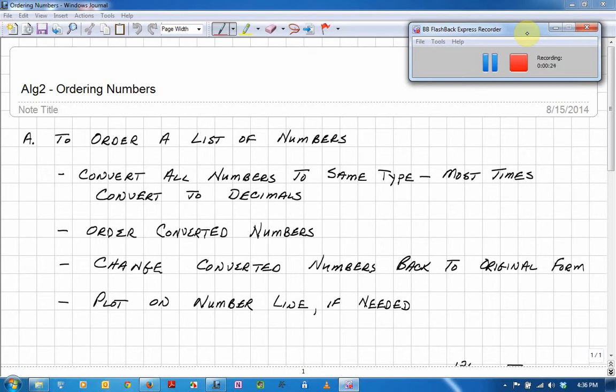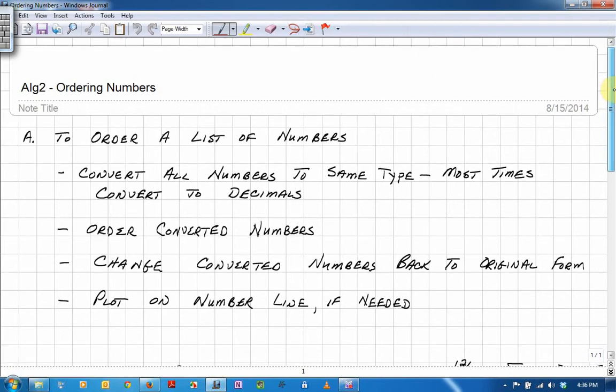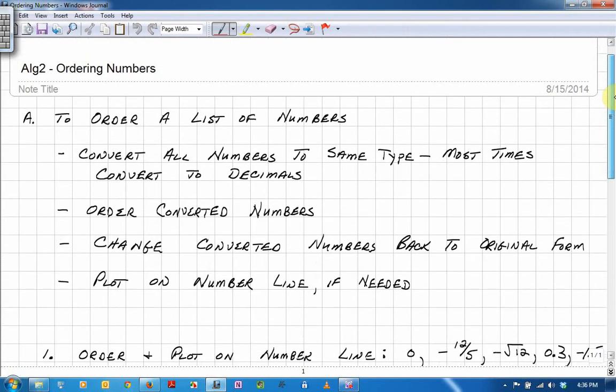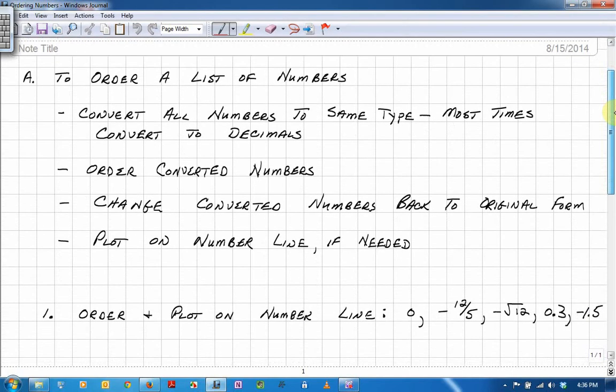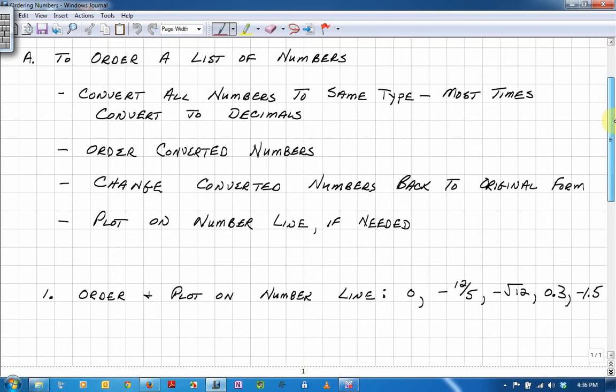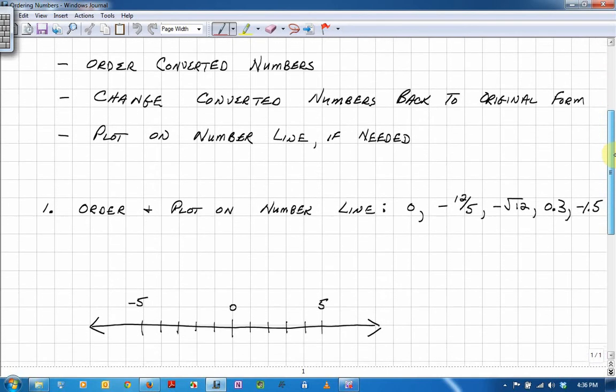Then we order those decimals from least to greatest. And then we have to put the final answer in terms of our original numbers. So we take each of those decimals, match them up with the original number, and then those original numbers would be in order from least to greatest. And if it tells us to plot it on a number line, then we would do that also. But remember, it's whatever it says to do, which is usually least to greatest, but they have to be put back into the original numbers.